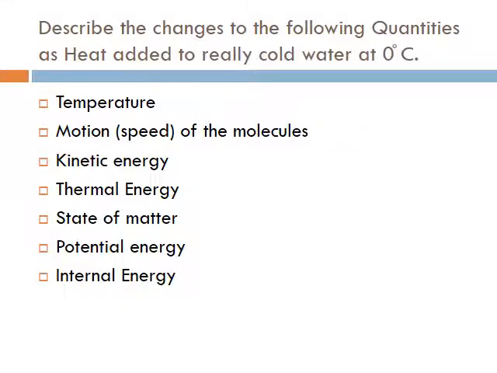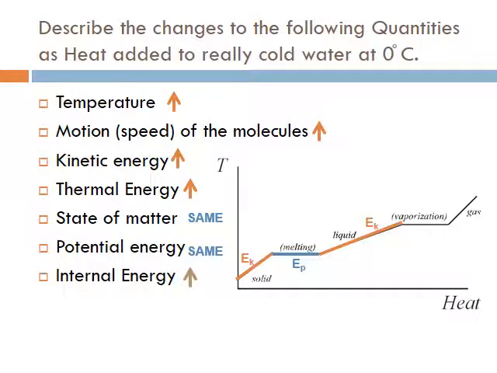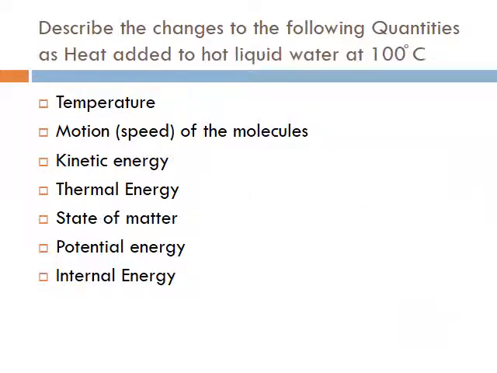So, real fast, now let's say we melted all the water, and it's now really cold water, 0 degrees Celsius. We keep on adding energy. What will happen now? Well, it'll get warmer. Molecules will move faster, more kinetic energy, more thermal energy, but it doesn't change states of matter. It's just changing temperature. So the state of matter and potential energy don't change. Internal energy goes up. Same thing on the graph. Kinetic energy goes up, but not the potential energy. All that energy you add goes into kinetic.